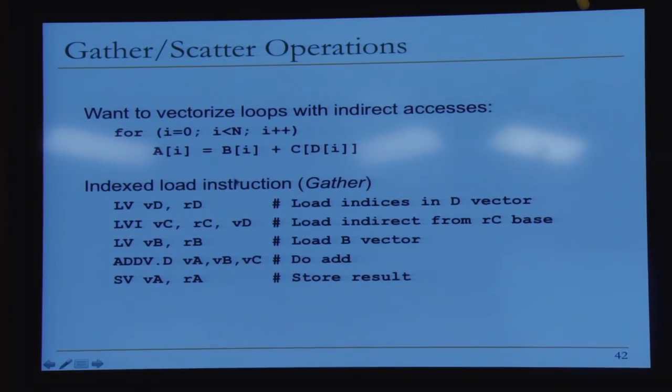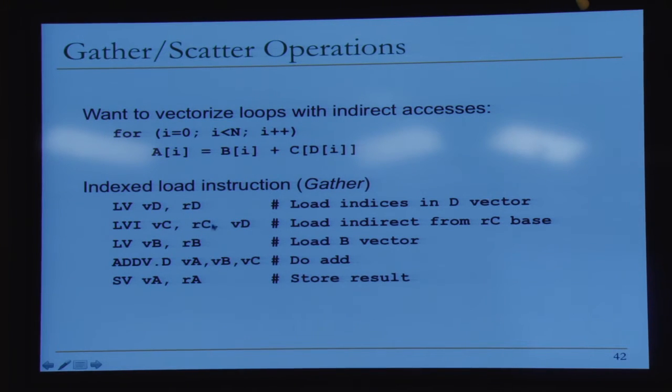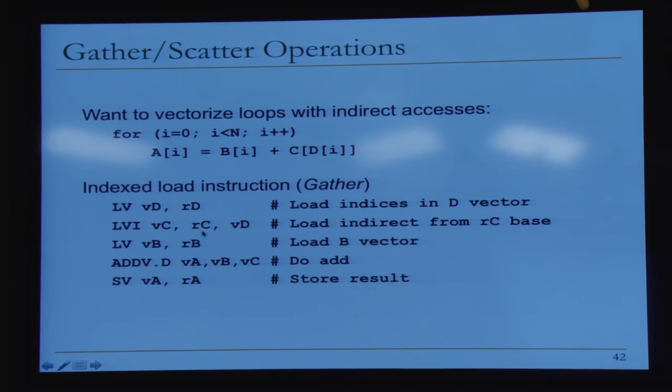So to support this, you need an index load instruction, right? This is a gather instruction, in other words. This is loading indices in the D vector into the vector register. And what this gather instruction should do is load indirect starting with the base address RC, which is the base address of C, using an index vector, or a gather vector, if you will, D.